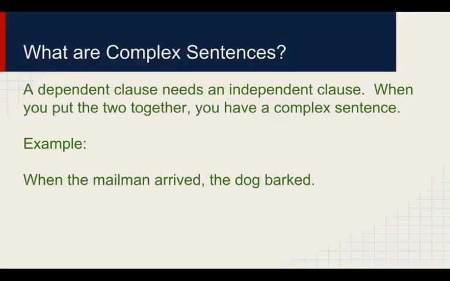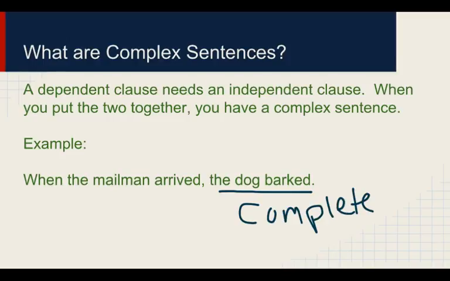Complex sentences are a little bit different. A dependent clause needs an independent clause to become a complete sentence. So when you have a dependent clause and an independent clause, you have a complete sentence. For example, we already said that the dog barked was a complete sentence. That's also called an independent clause.